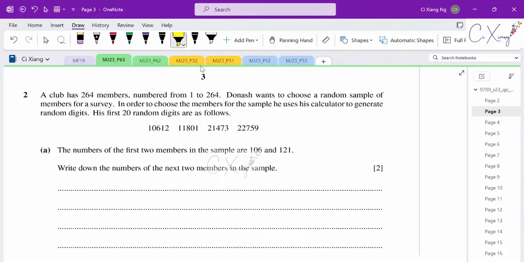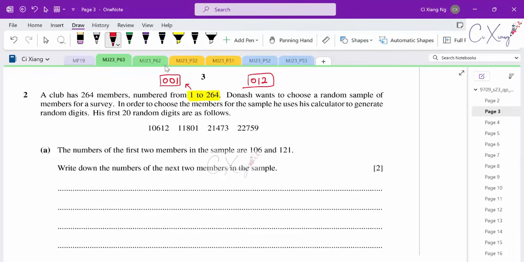Okay, so before we can choose the members, you need to know that when we have 264 members and we give every single one of them a number, the number must be in 3 digits. That means for number 1, the number that denotes it should be 001. Let's say there's a person who is number 12, so the number that represents number 12 is 012. That means there are 3 digits for every member.